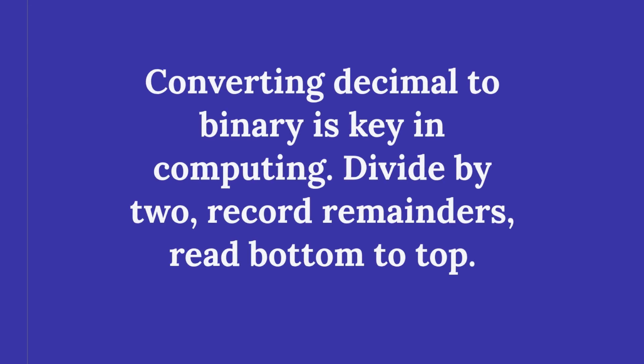Converting decimal to binary involves repeated division by 2. Take 13 in decimal, divide by 2, and record remainders. Read these remainders bottom to top to get the binary result. This method is crucial for understanding how computers process numbers. Mastering this conversion is a fundamental skill in computing.